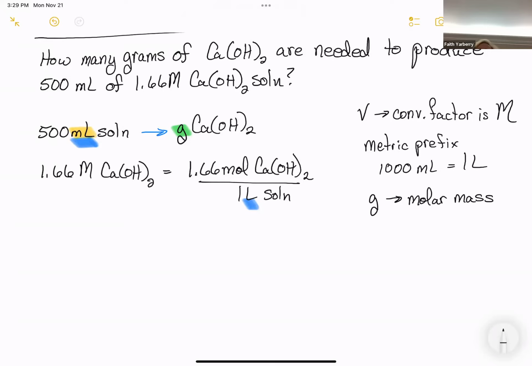Calcium has a mass of 40.078. Plus I have 2 oxygens at 15.9994 each. Plus I have 2 hydrogens at 1.00794 each. So I have a mass of 74.09268 grams calcium hydroxide is equal to 1 mole of calcium hydroxide.